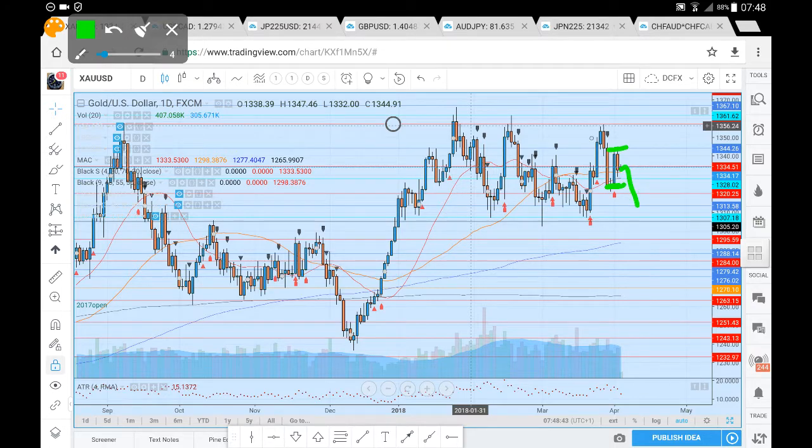And if we do see that progression here to the downside, possibly retesting those important lows around 1307, 1305.